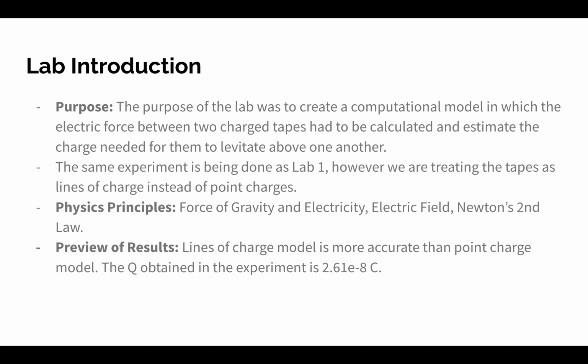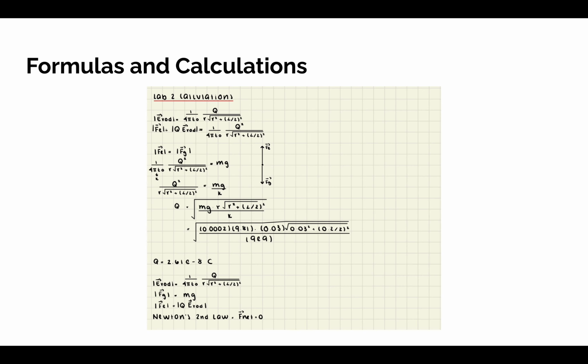The preview of the results is that the lines of charge model is more accurate than the point charge model, and the Q obtained in the experiment is 2.61 e to the negative 8 C. The Q is obtained through calculations done with the electric field of the rod.